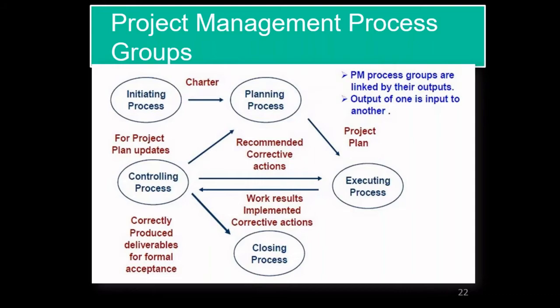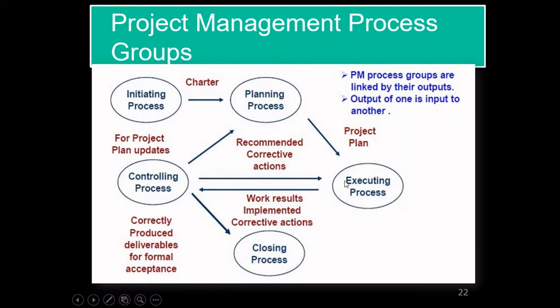So when the process starts, what are the things we have to remember? Initially the planning process is done, then execution of the project after planning. Once execution starts, results are implemented, and corrective actions should be taken so that the project does not fail or quality is not hampered. So work results are implemented, corrective actions need to be taken, and controlling is done.